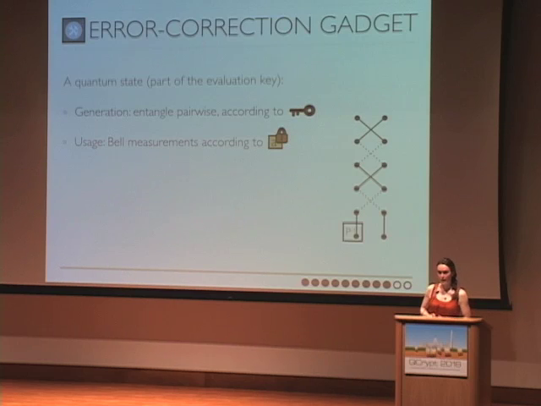Then to use this gadget, basically what Google has to do is he has some sort of deterministic function that, given the encryption of A, gives him some instructions for how to measure on this state.